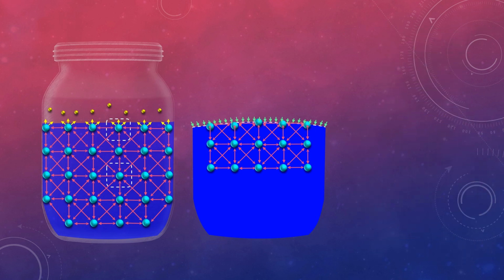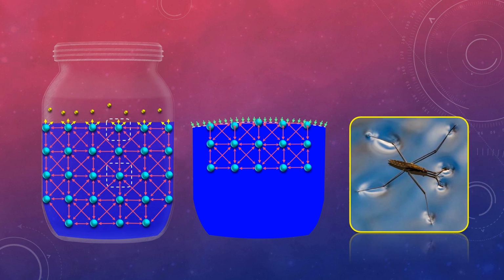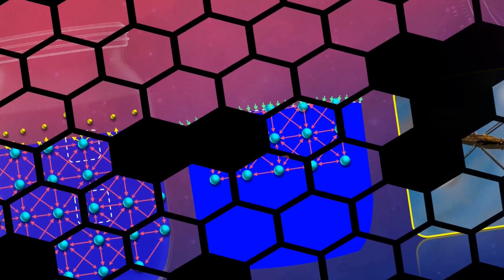Also, you may have seen a small needle float on water, and some insects can even walk on water. These phenomena are again made possible by surface tension that balances the weight of these objects. The surface tension varies greatly from substance to substance.